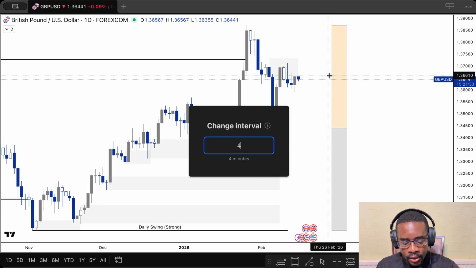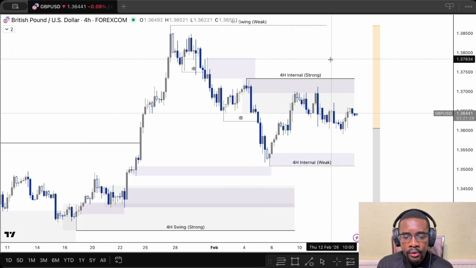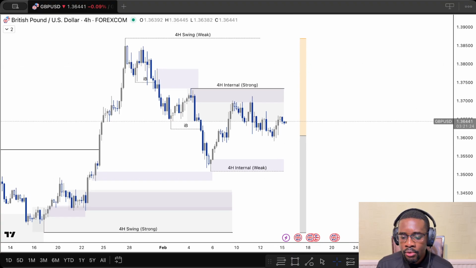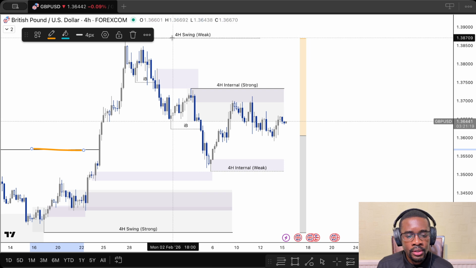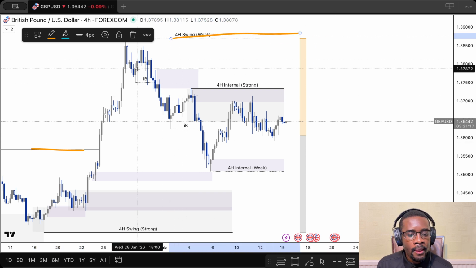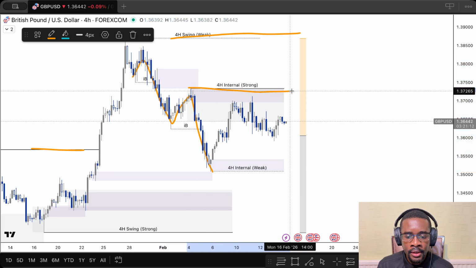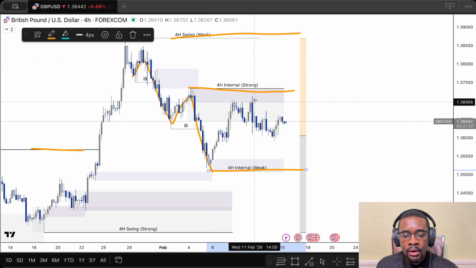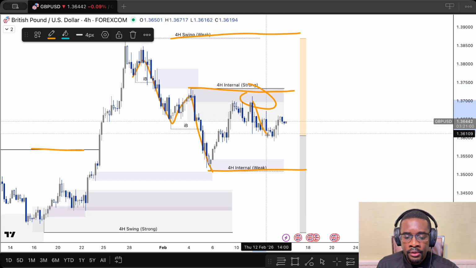So looking at the 4 hour. Our 4 hour swing, that's our last break of structure, and this is our weak swing high. And then we've had our pullbacks, and right now this is our internal range that we are in at the moment. We mitigated the extreme of the internal range, and then we had a strong reaction.